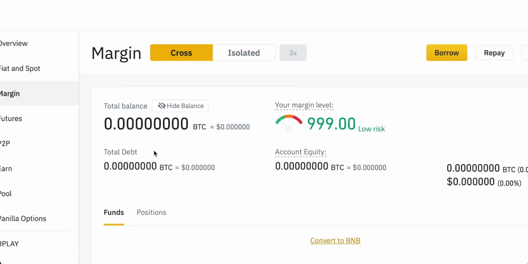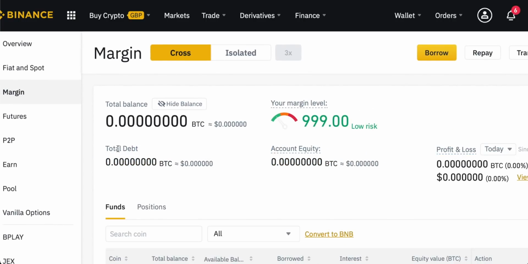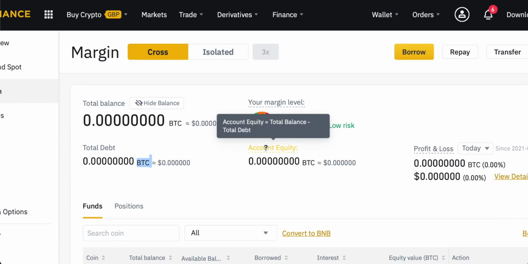The total amount of debt that you have is simply the amount that you're borrowing from Binance. This will change depending on how much cash you actually put in. You can borrow more or you can put more of your own cash in to change this balance. When we come to account equity, you can see account equity is your total balance minus your total debt. This will change depending on if you're in a profit or loss in your positions.